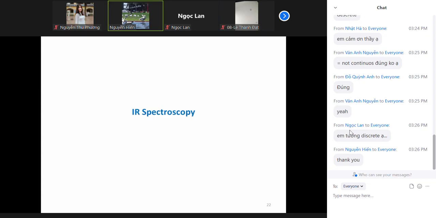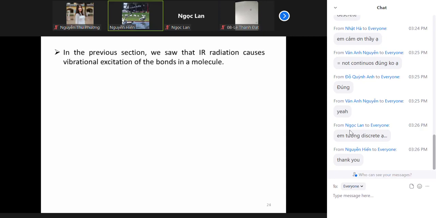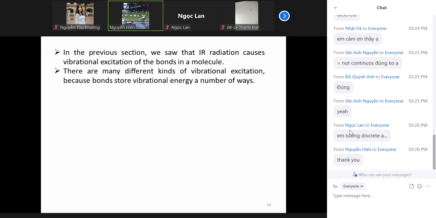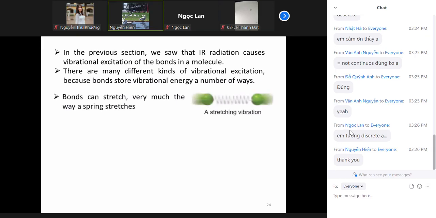Okay, we go directly to the first kind of spectroscopic method, infrared spectroscopy. First we talk about what vibrational excitations are. There are many different kinds of vibrational excitations because bonds store vibrational energy in a number of ways. A bond can stretch, which means the distance between the two atoms can be changed. It's like a spring when it vibrates or when it stretches.